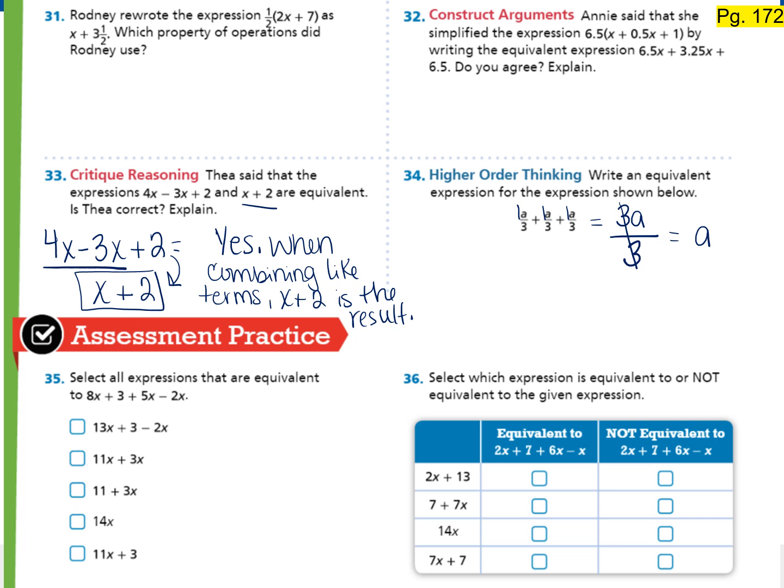Number 35 and 36. On 35 it says select all expressions that are equivalent to 8x plus 3 plus 5x minus 2x. On number 36, solve these right here and then see which ones are equivalent and not equivalent. So go ahead and pause the video for the students to finish numbers 35 and 36. When everyone's ready, then click play and we will check them.